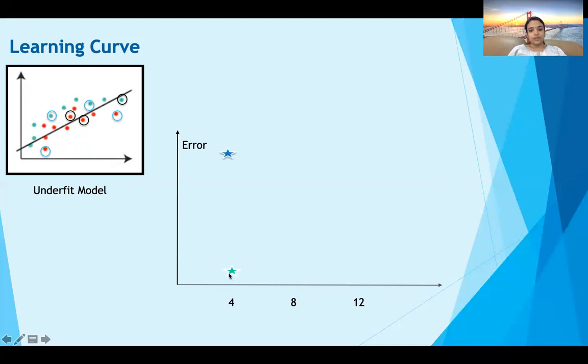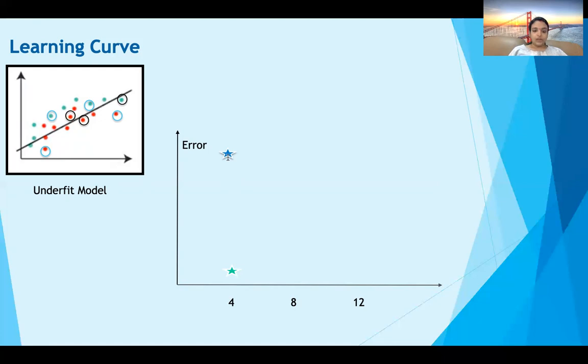This is the training error and this is the cross validation error. Now we will increase the number of points to 8. Now we will train the model with 8 points. It will become slightly difficult to train the model with 8 points.